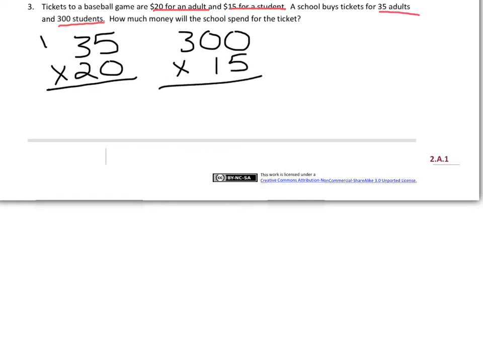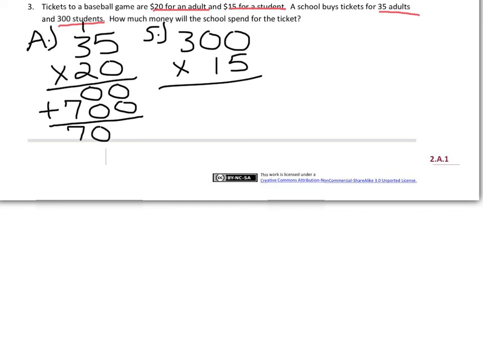Now what we have to do is group the amount of money that each ticket costs with the number of either adults or students. So let's start by taking a look at the adults. There are 35 adults going to the game and paying $20 per ticket. And there are 300 students going to the game and spending $15 per ticket. This side is for the adults. This side is for the students. Now we're going to multiply the adult side first. 0 times anything is 0. 0 times 3 is 0. Bring down a 0 as a placeholder, and then multiply 2 times 5. 2 times 5 is 10, so you would carry a 1. 2 times 3 is 6, plus 1 is 7. 700 plus nothing is 700.